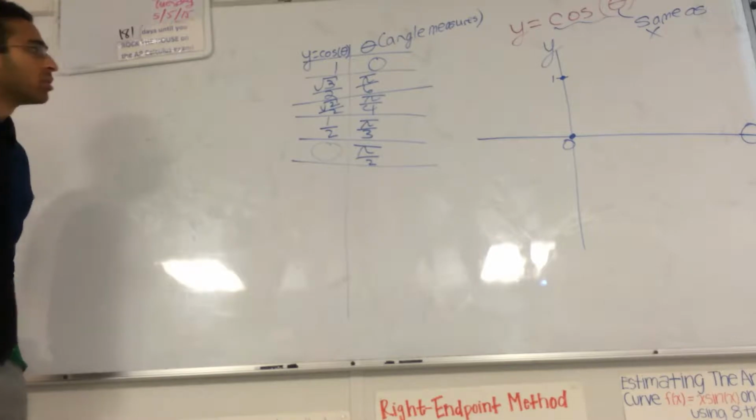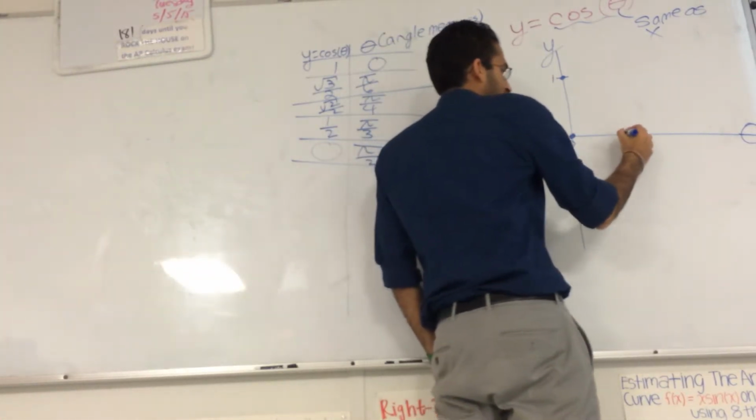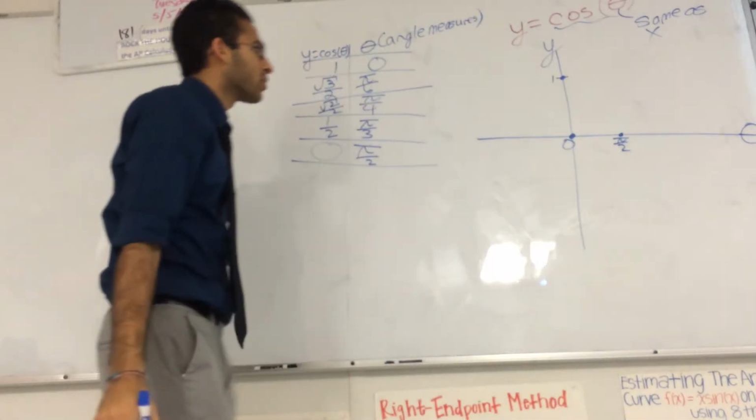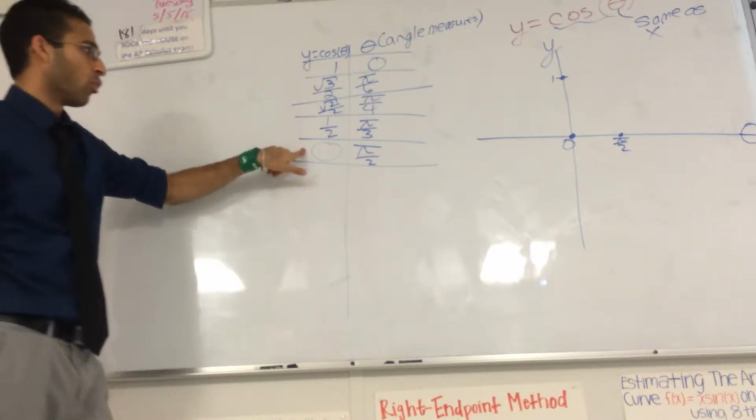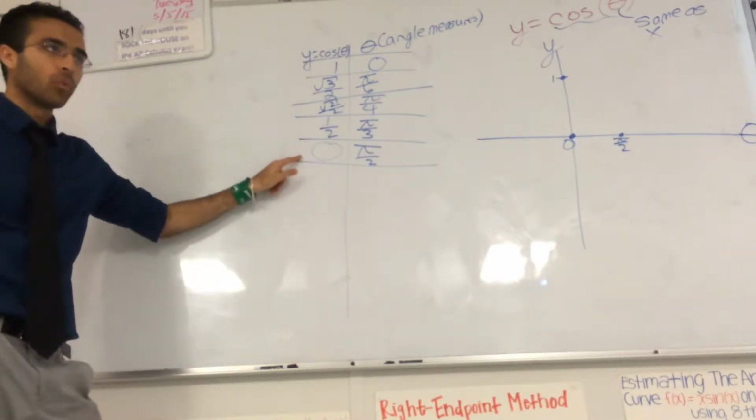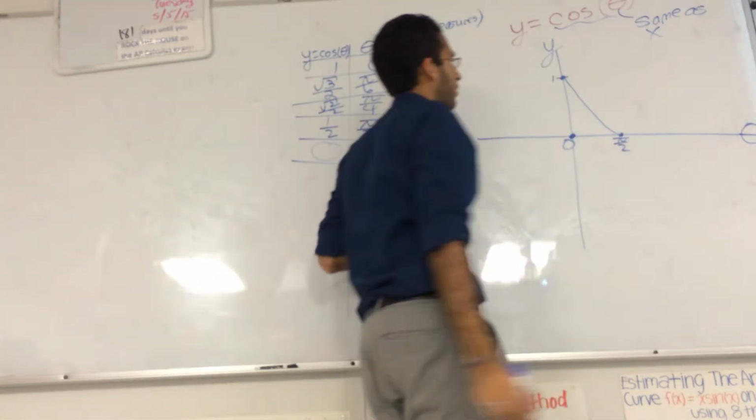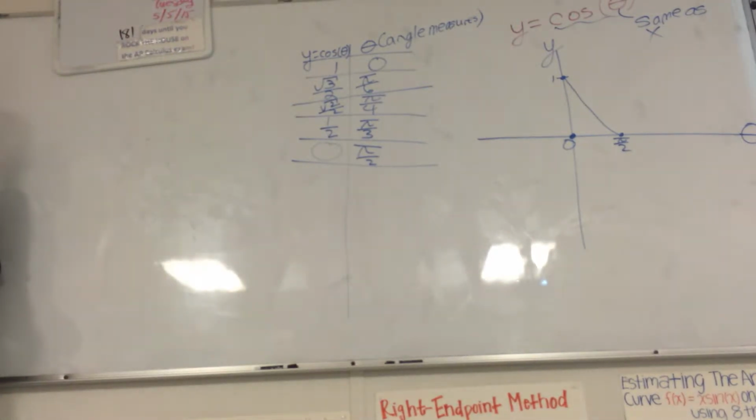And I know when theta is pi over 2, I don't know where exactly that is. Let's call it right here. When theta is pi over 2, the cosine value is 0, or the y coordinate, if you want, is 0. There we go. Put a little curve in there because the slopes aren't constant. And there you go.